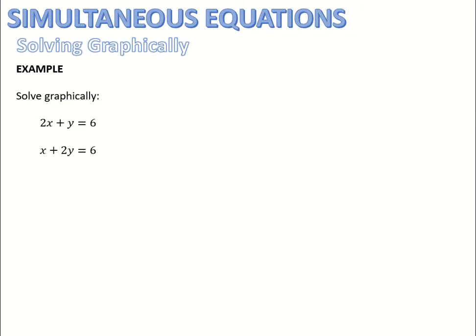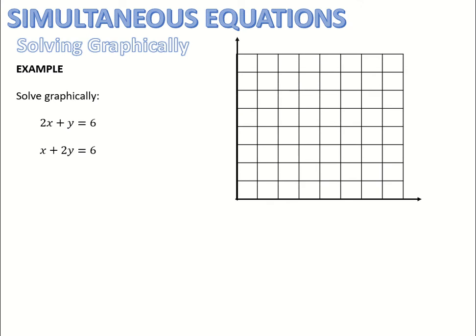Right. So this is the question. We're going to solve these graphically: 2x plus y equals 6 and x plus 2y equals 6. This one specifically says solve graphically. It might just say solve, in which case you have the choice of the 3 methods. We don't actually know any methods just now, so I'm going to stick specifically with graphically, and we are going to draw these 2 lines and solve them that way.